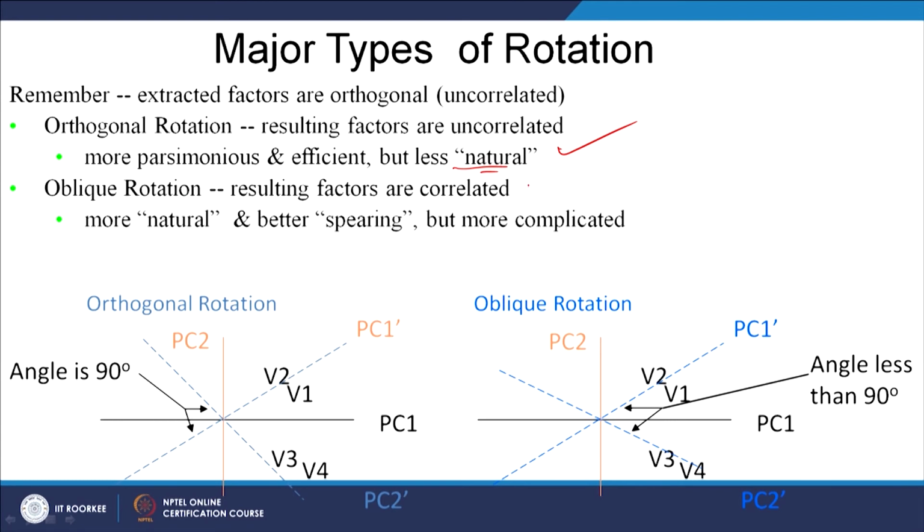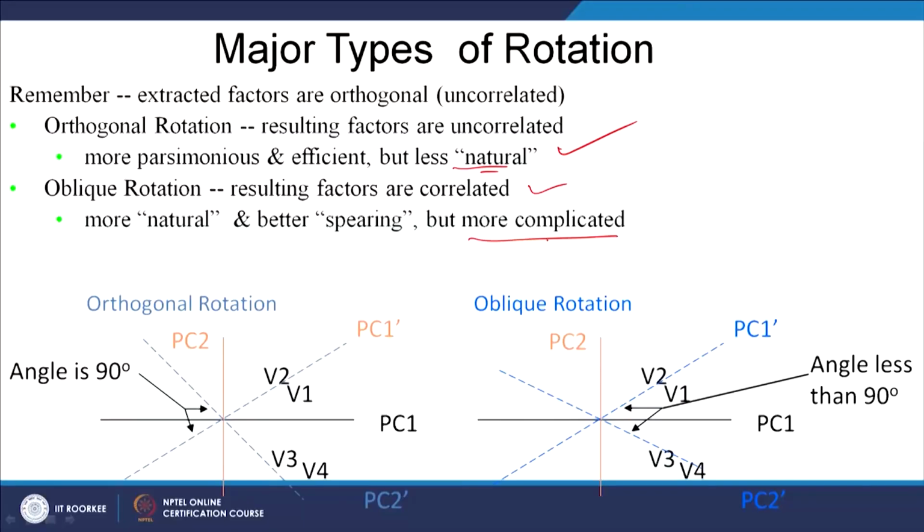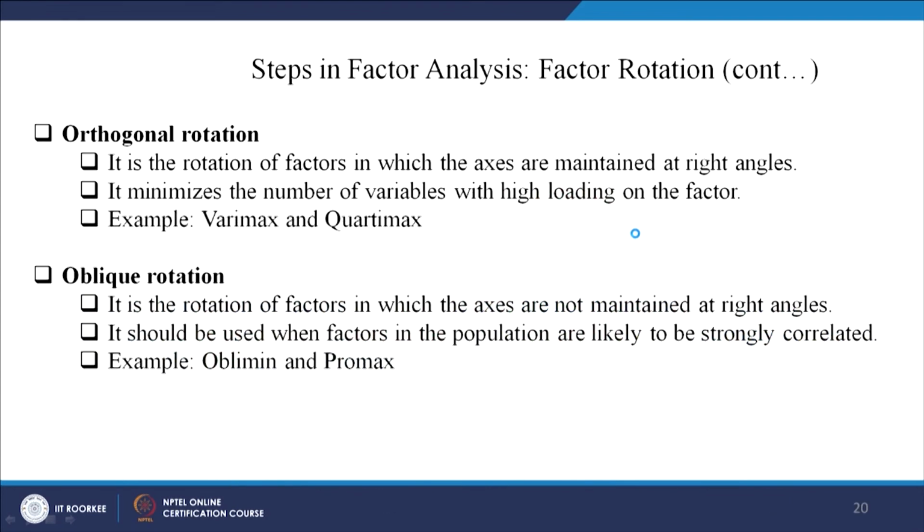But in truth, correlation between the factors will surely exist. So, you see the angle is less than 90 degrees in this case, right. That means at some point they will converge somewhere, but it is a very complicated technique. Anyway, for orthogonal rotation there are basically two methods, Varimax and Quartimax, but Varimax is most likely utilized. Among oblique rotations, there are two methods: Oblimin and Promax.